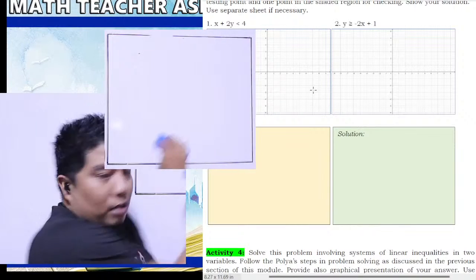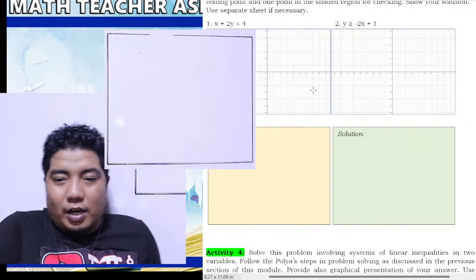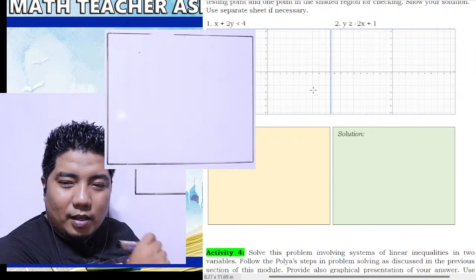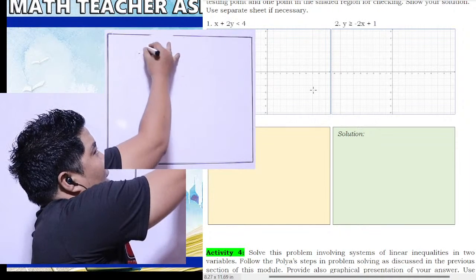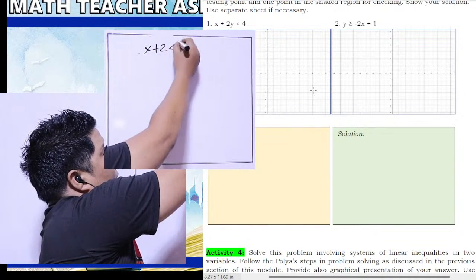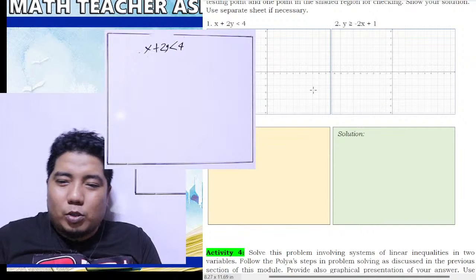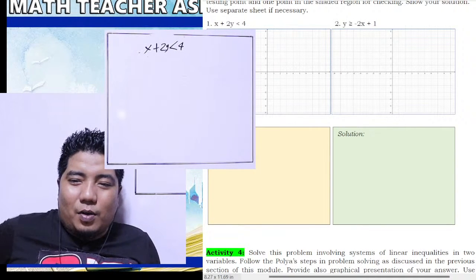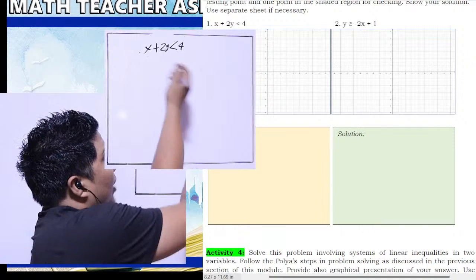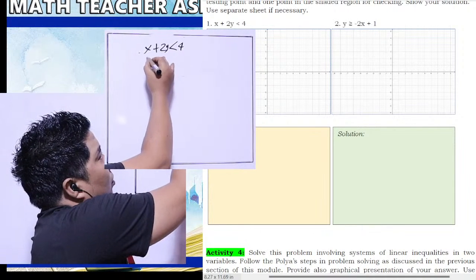Okay. So, let us try to answer x plus 2y is less than 4. Okay, x plus 2y is less than 4. So, ang gagawin mo lang is to get the x-intercept. So, gagawin mo itong 0.